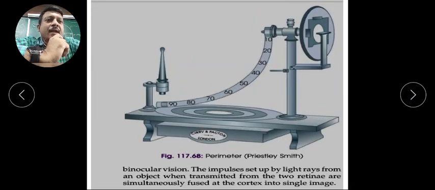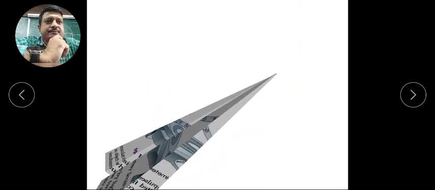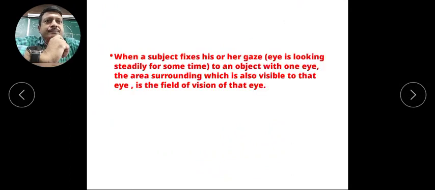Now, there is another variety of perimeter. This one is known as the Priestley-Smith perimeter. So, when a subject fixes his or her gaze, that means the eye is looking steadily for some time at an object with one eye, the area surrounding which is also visible to that eye is the field of vision of that eye. Okay.